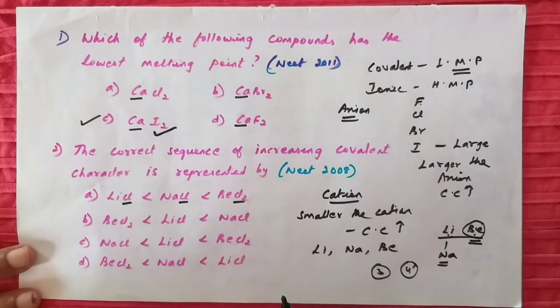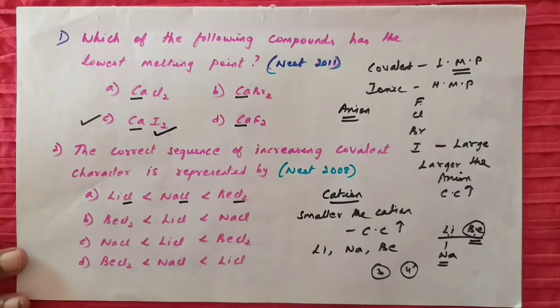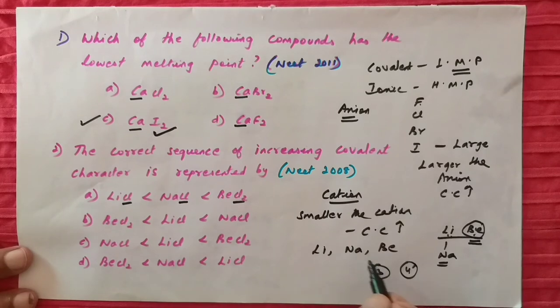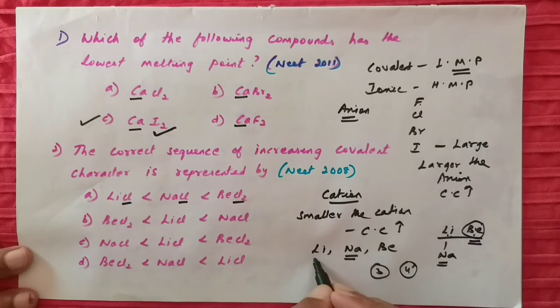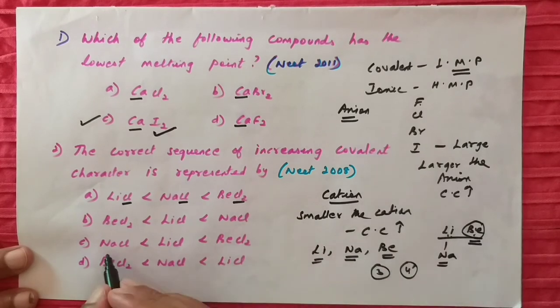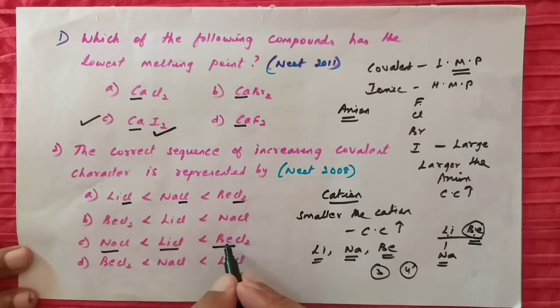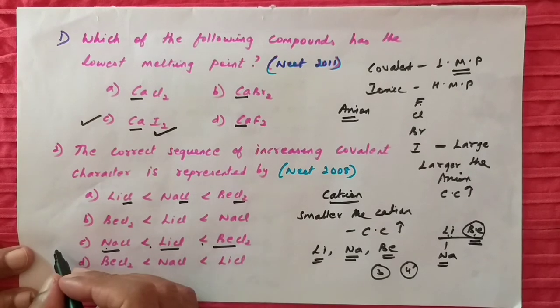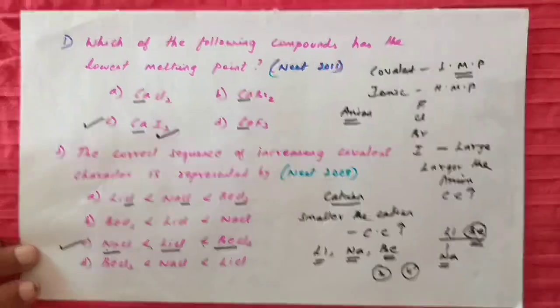Increasing covalent character means you have to go from least to maximum. So NaCl is the largest, it will have the least covalent character, followed by LiCl, then followed by BeCl2. So BeCl2 will have the maximum covalent character, followed by LiCl and followed by NaCl. The option will be C once again here.